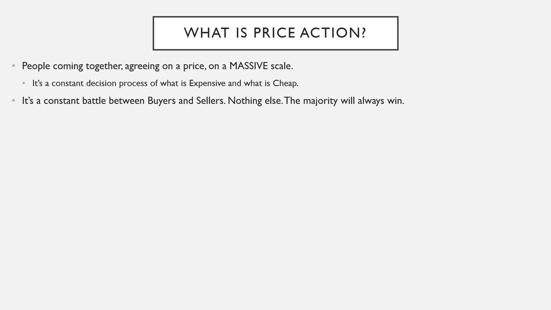We only have buy orders in the market and sell orders in the market. When they are equal, we have consolidation. When buyers are more, we have an uptrend. When sellers are more, we have a downtrend, right? And usually, once again, the majority will always win.